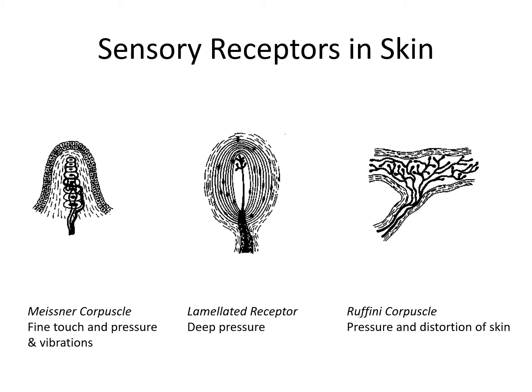Which one of these three types of sensory receptors do you think senses that mosquito's landing? Well, that would be a Meissner corpuscle.